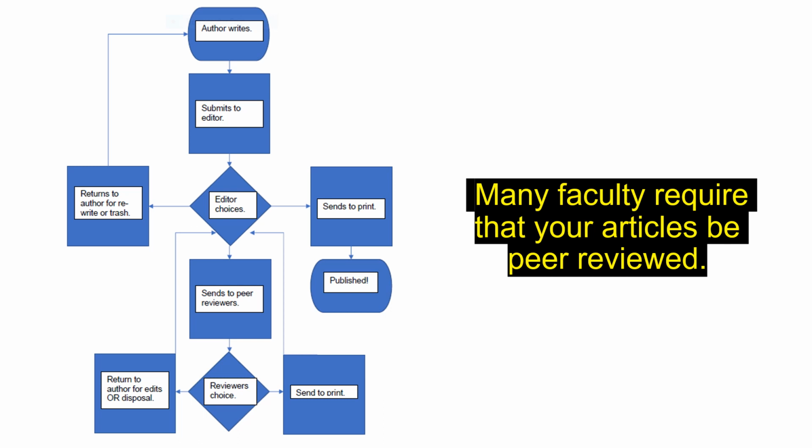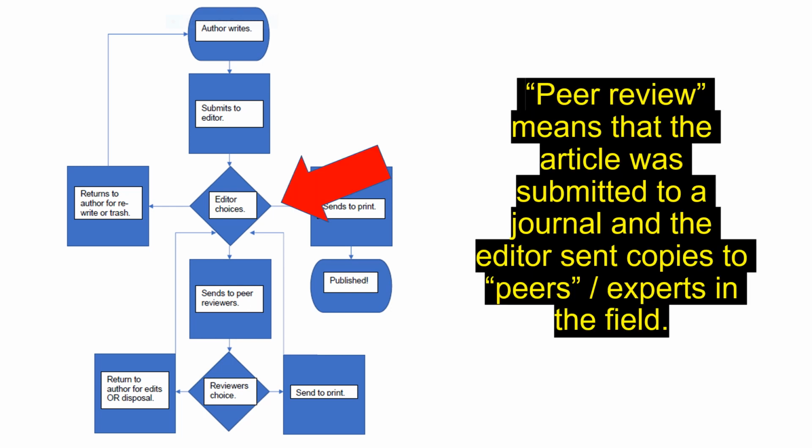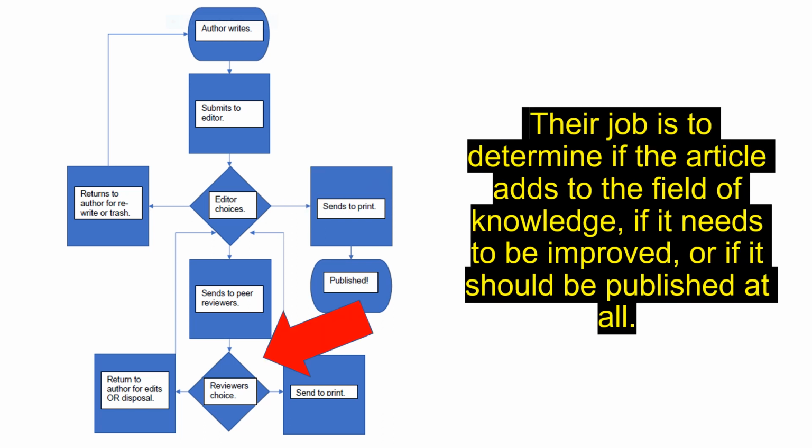Many faculty require that your articles be peer-reviewed. This chart goes over the peer review process. Peer review means that the article was submitted to a journal and the editor sends copies to peers, experts in the field. Their job is to determine if the article adds to the field of knowledge, if it needs to be improved, or if it should be published at all.